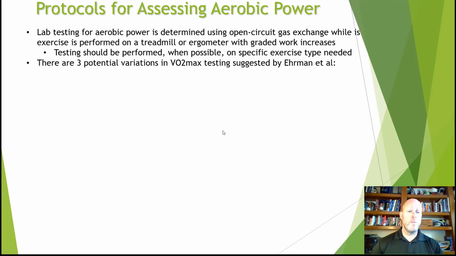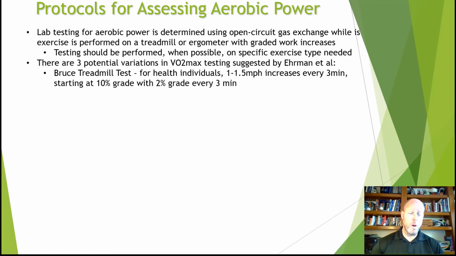There are 3 potential variations now in VO2 max testing suggested by your textbook by Irvine et al. The Bruce treadmill test, which you've done in class before, and 406. I don't remember if we got a chance to do that with 416 with you guys at Advanced Exercise Physiology, but it's really meant for not unhealthy individuals, but healthy individuals, and it starts at about 1.5 miles, going up every 1.5 miles per hour, starting at about 2.7 miles per hour, and it increases every 3 minutes. It starts at 10% grade, with a 2% grade increase every 3 minutes as well.